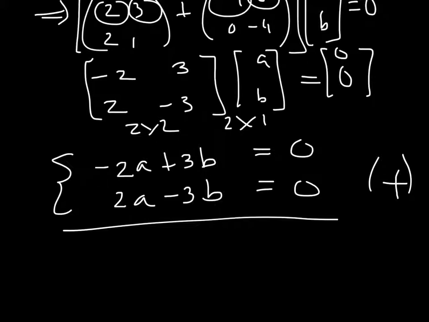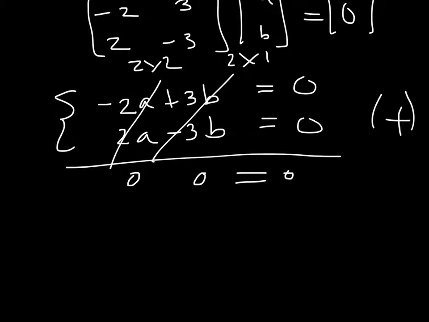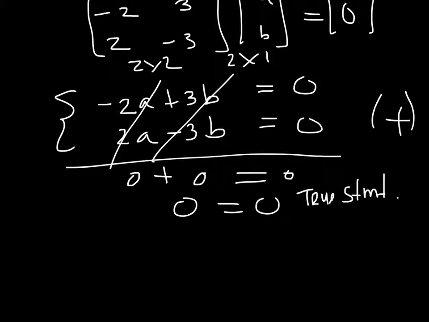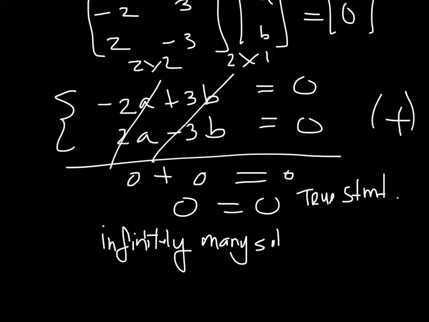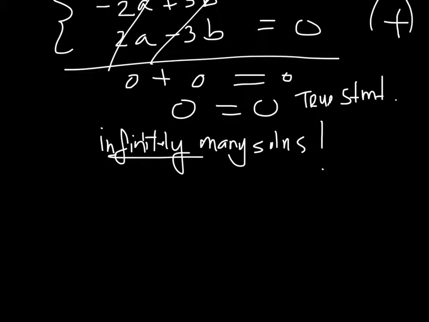I'm going to use the addition method because when I add vertically, everything cancels and I get 0 plus 0 is 0. So my variables are eliminated, and this is a true statement: 0 does equal 0. Remember from algebra, you have 3 cases: a unique solution, no solution where there are parallel lines, or infinitely many solutions. If you graph this line, it's the same as the other line.